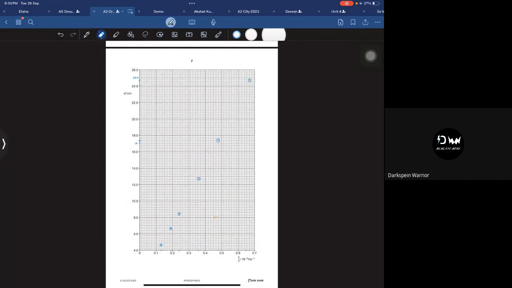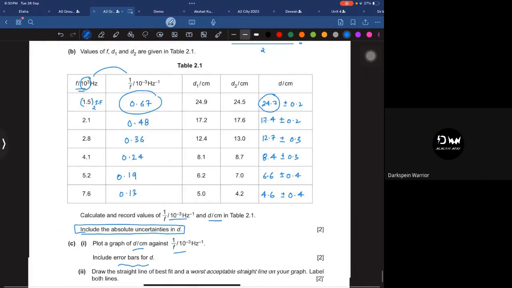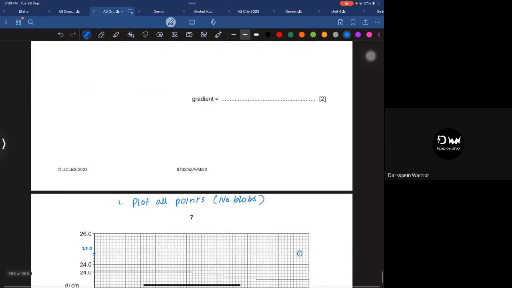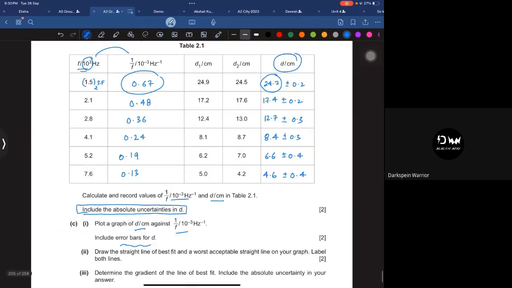So first of all, in the plotting, number one, plot all points. This is my advice to you. That would give you, and obviously no blobs, 1 mark like that. Then you need to draw the error bars. Now you need to see what we have uncertainties in. D is basically on the vertical axis, which means error bars will also be vertical. Let me show you one, how it's drawn.